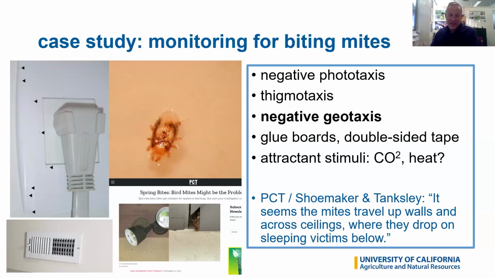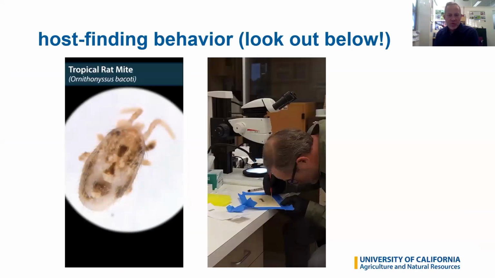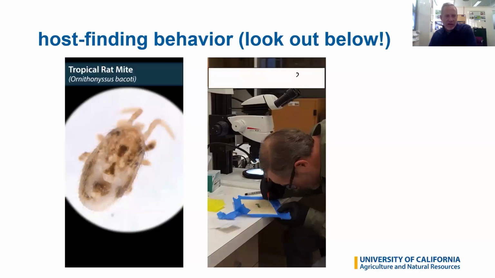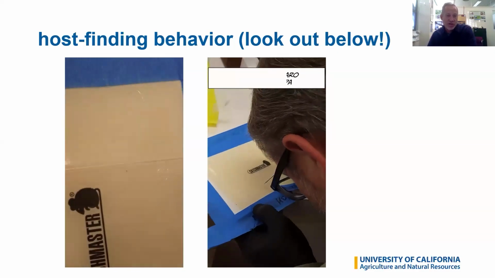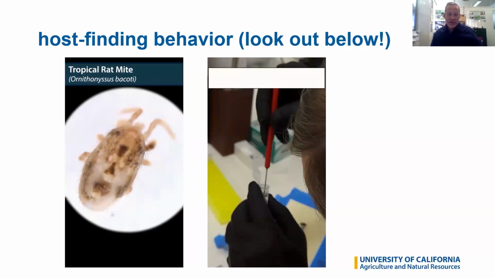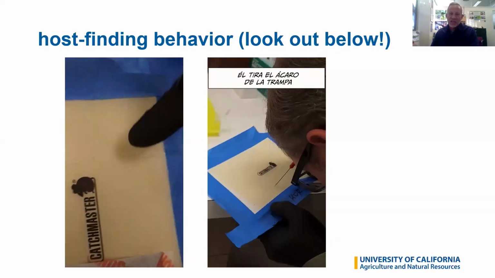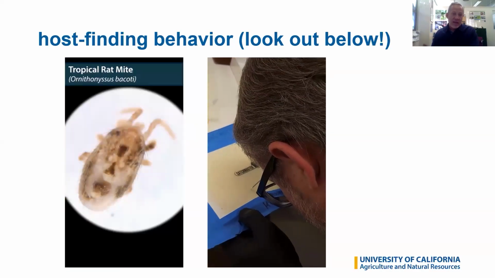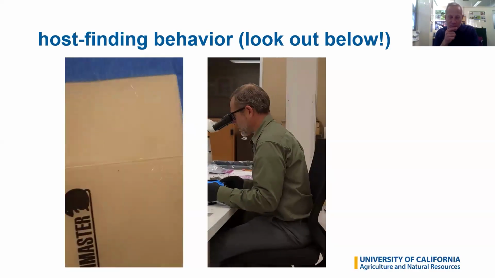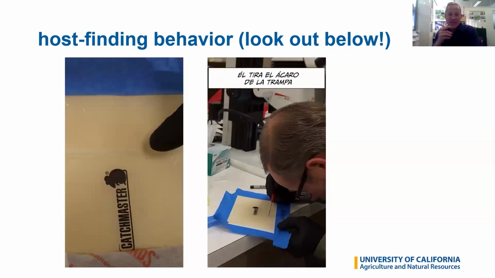We also considered that this is a blood-feeding pest. It may be attracted to stimuli produced by the host, CO2 and heat, which are both produced by vertebrate warm-blooded hosts. So we instituted an experimental monitoring project where we utilized glue traps and we tried to include attractants such as heat and carbon dioxide.